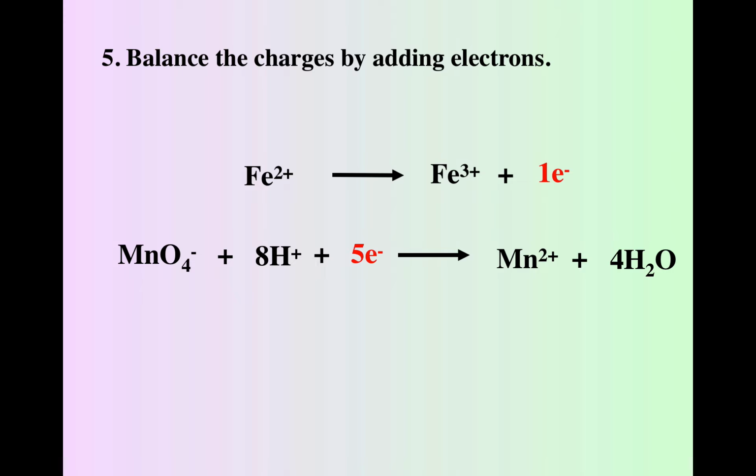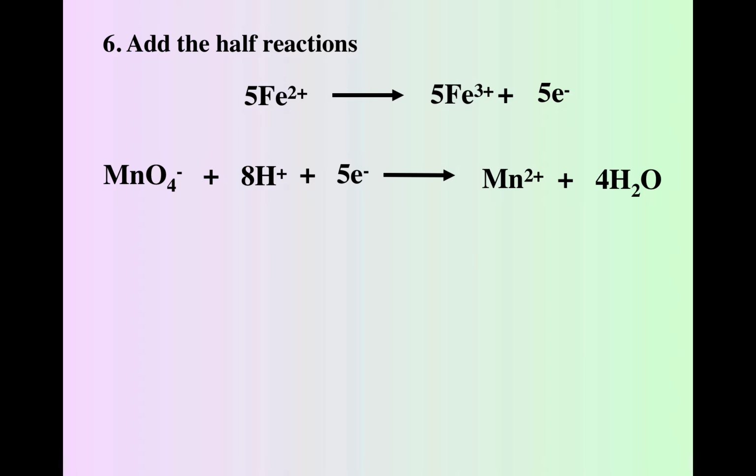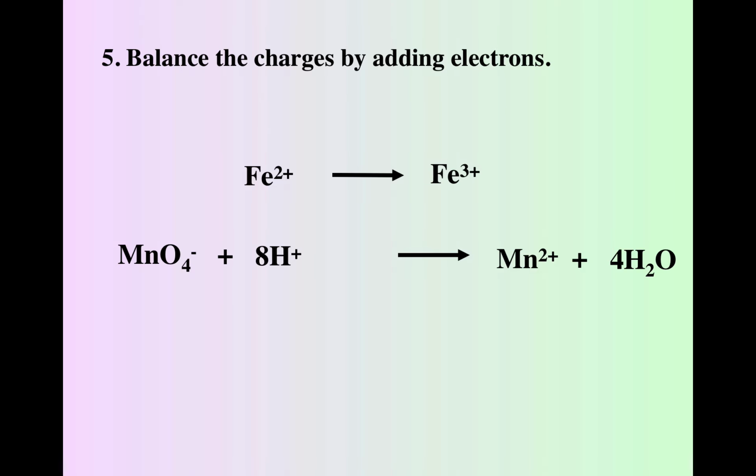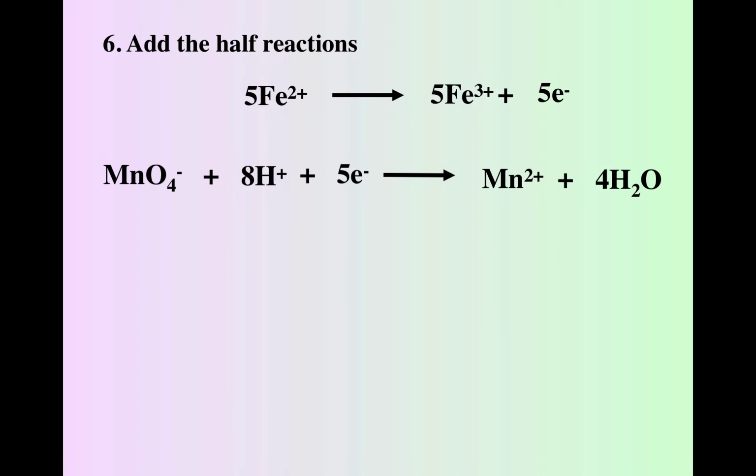All right, so we can't have 5 electrons going into the reaction and only 1 electron coming out. We have to balance that. So we multiply the top half reaction by 5 in order to get 5 electrons coming out of the reaction. And we don't do anything to the bottom half reaction. All right, so now we multiplied across by 5. Let's just make sure we got that step, right? Multiply everything across by 5. So 5 iron 2s, 5 iron 3s, plus 5 electrons coming out.